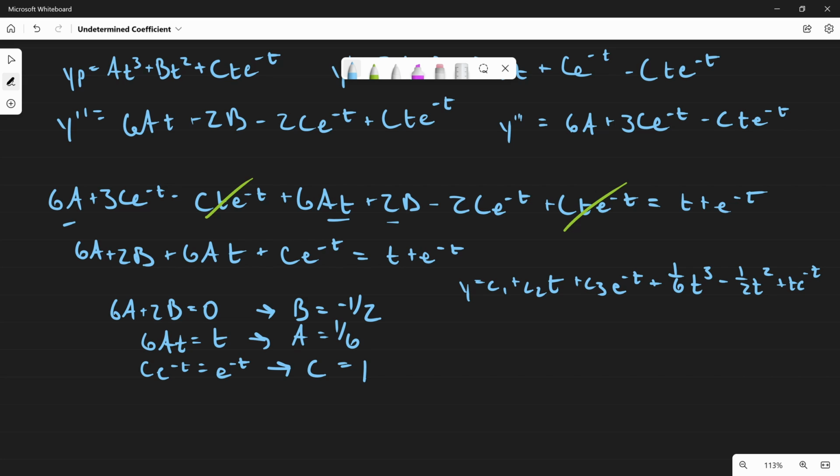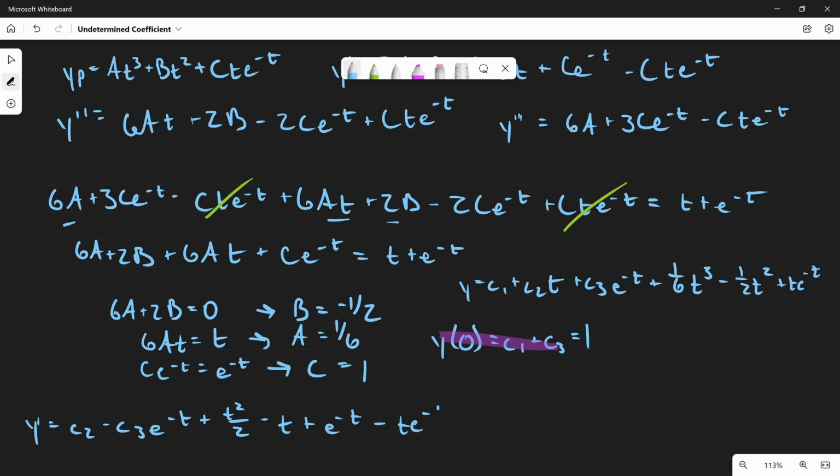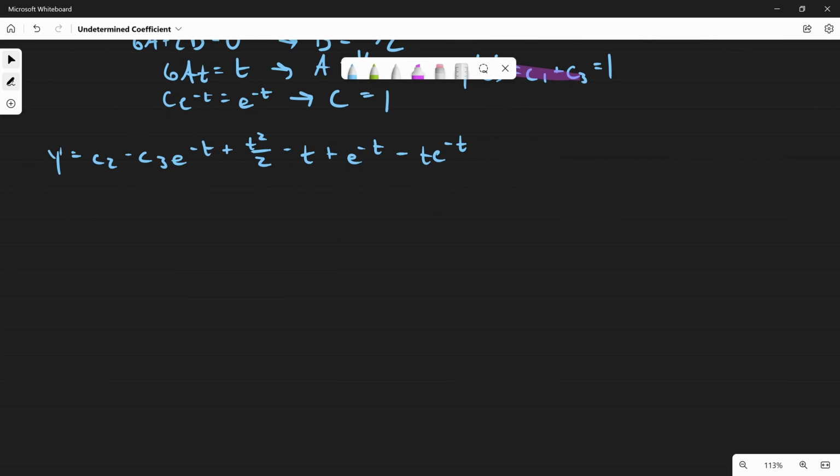So this is going to be annoying because we have to take the derivative. But before we do that, we can find when y is equal to 0. And so I believe that is equal to c1 plus c3, and that is equal to 1. Taking the derivative, I'm actually highlighting this part, so I won't forget where it is. Taking the derivative, we get c2 minus c3 e to the negative t plus t squared over 2 minus t plus t e to the negative t, plus e to the negative t minus t e to the negative t. And I think that's right.